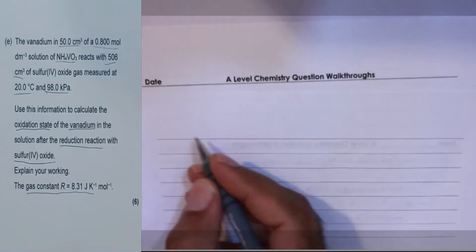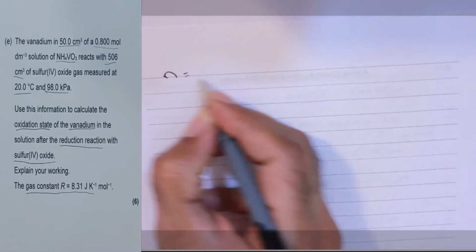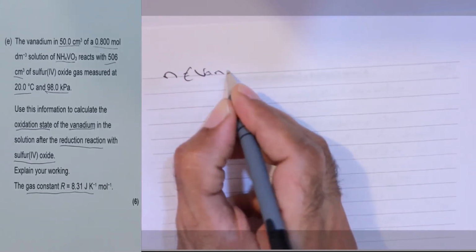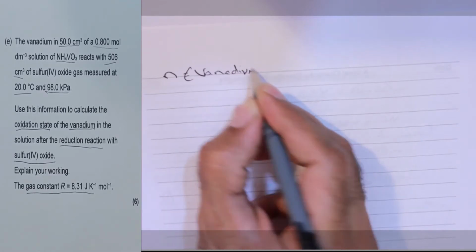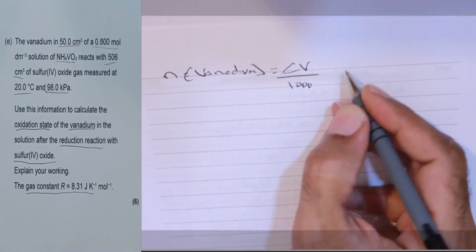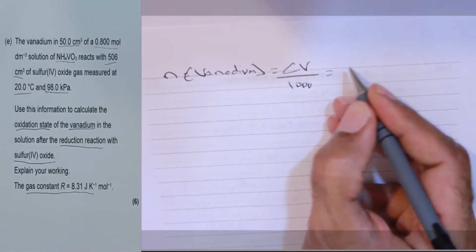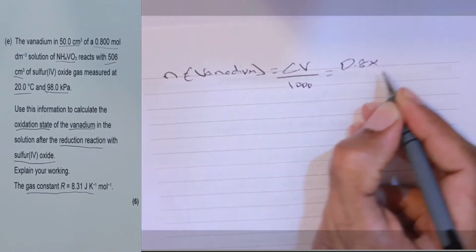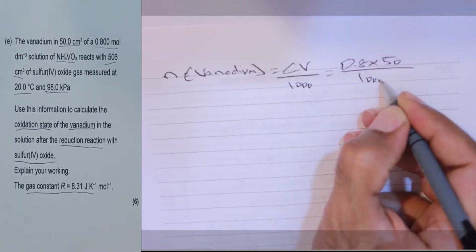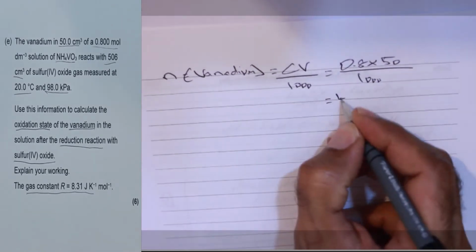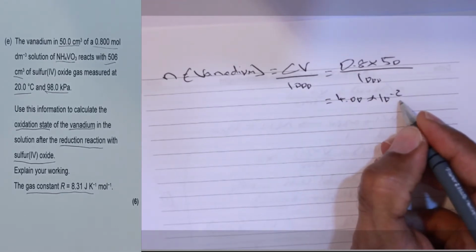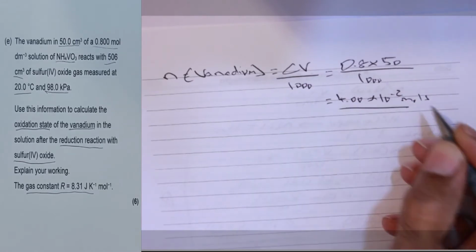So moles of vanadium equals CV over 1,000. I'm going to put that equation down, which equals the concentration 0.8 molar times 50 centimeters cubed over 1,000, which equals 4.00 times 10 to the minus 2 moles. So that's the moles of vanadium.